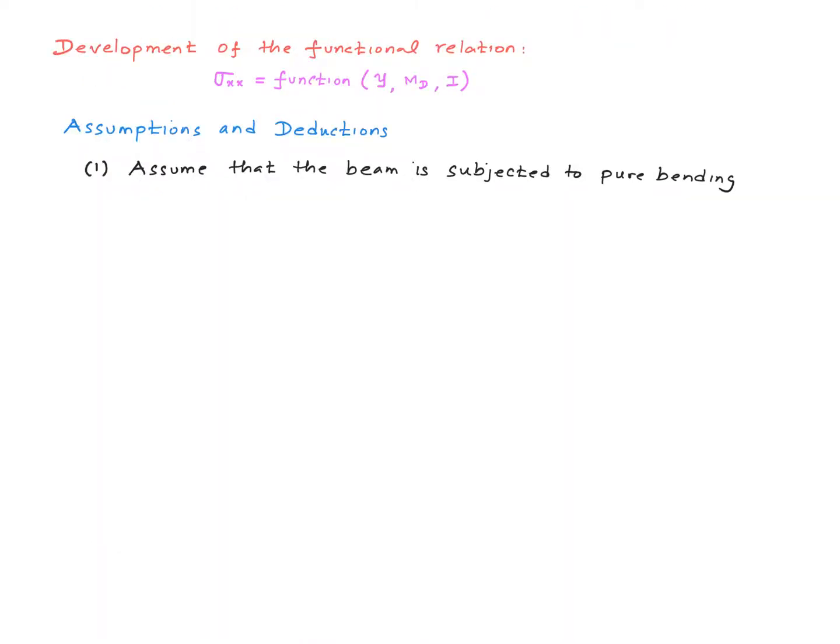Let's first talk about some assumptions and deductions that are necessary in the development of this functional relation. Our first assumption would be that our beam is subjected to pure bending. So let me explain what we mean by pure bending. Say we have a typical beam subjected to some kind of external loading. Let's assume that we have a 2D problem, right? So if I take a cross-section at an arbitrary point, we know that cross-section is going to be subjected to a bending moment, shear force, and an axial force, right? In general, of course, it doesn't mean that all three of them will be non-zero all of the time, right?